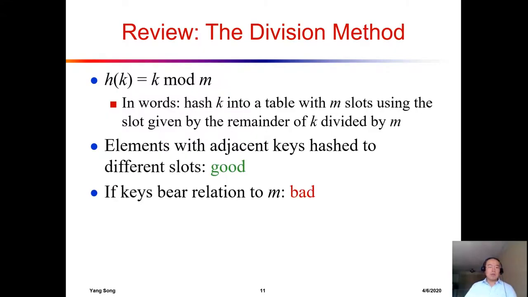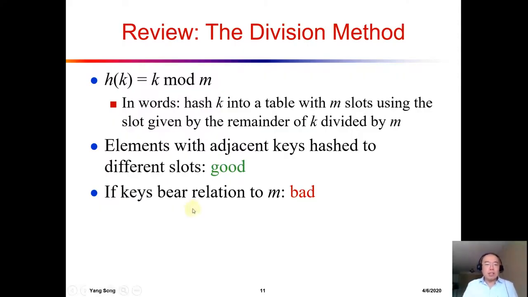If we are dealing with adjacent keys hashed to different slots, that is a very good case. For example, we send 1 and it goes to slot 1. We send 2, it goes to slot 2. We send 3, it goes to slot 3. So if we are dealing with adjacent keys, that is a perfect hashing function.